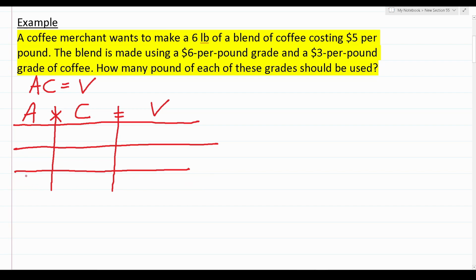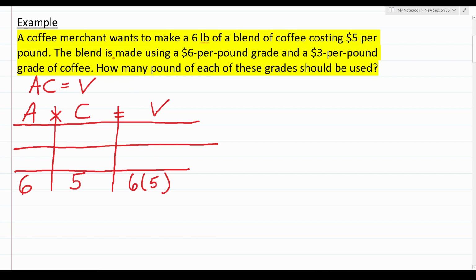They want to make 6 pounds of that blend, and they want it to cost $5 per pound. So I put 6 where the amount column is and 5 where the cost column is. Again, what's value? Value is A times C, so we can actually fill in V here. It's going to be 6 times 5. All right, so now let's continue reading the word problem here.